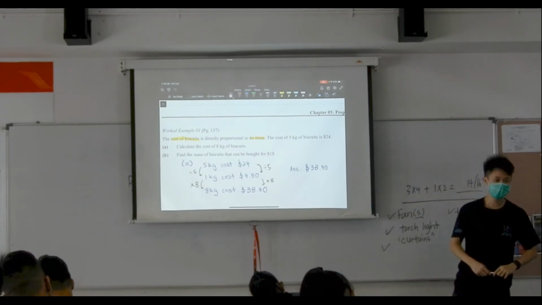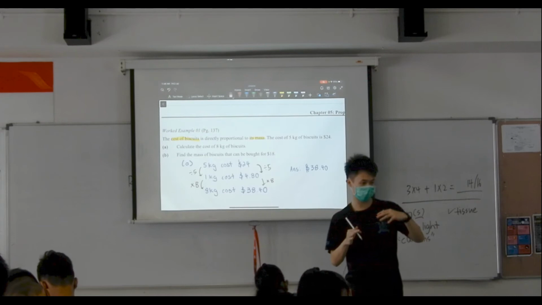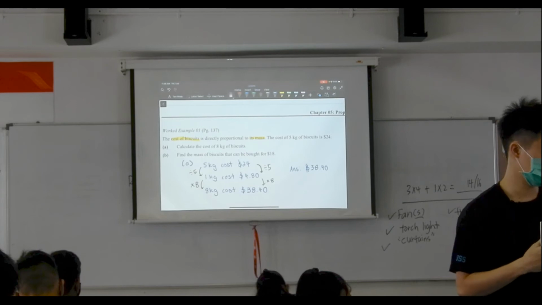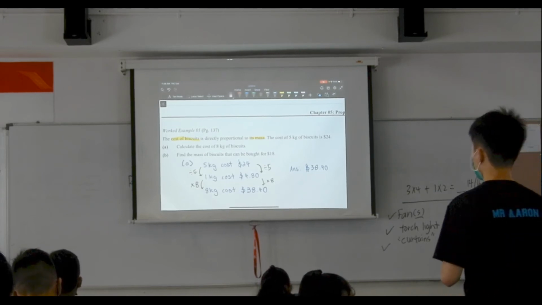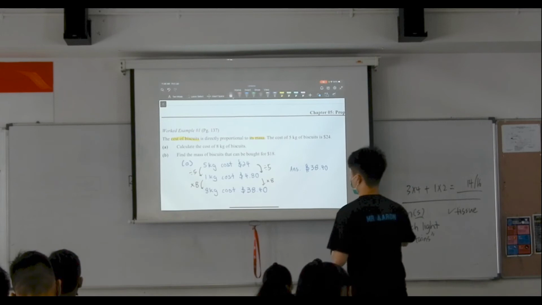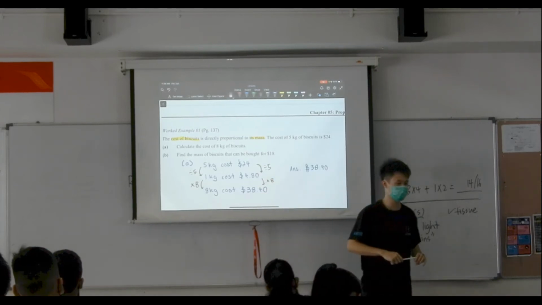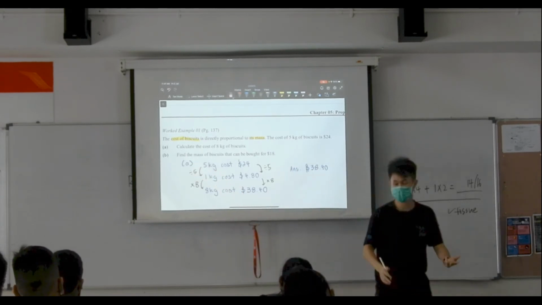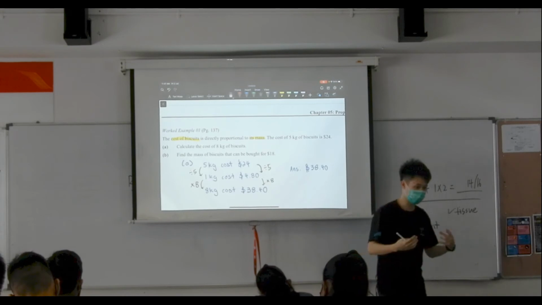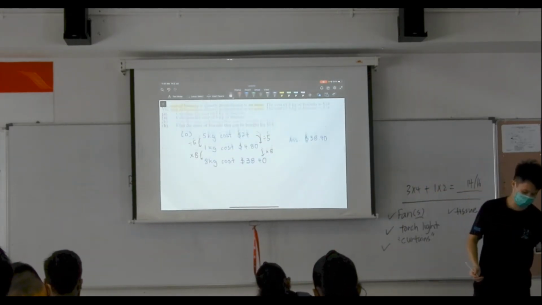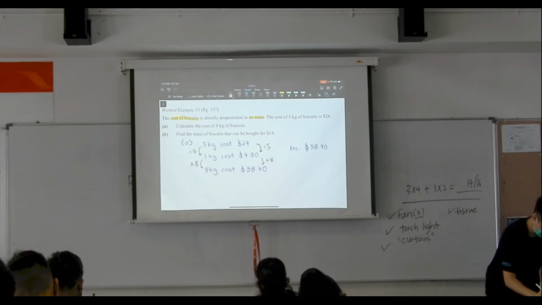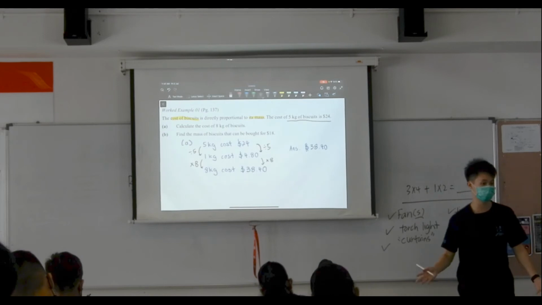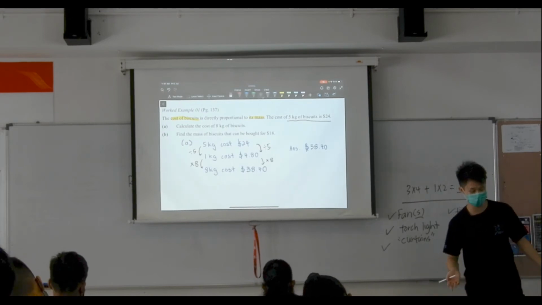Okay, can I move on? Just now I gave you the original, 5 kg costs $24, and I asked you to find 8 kg. Now I'm going to reverse the question. I want to find out how much biscuits I can buy with $18. Find the mass of the biscuits that can be bought for $18. The true statement is this: 5 kg costs $24.